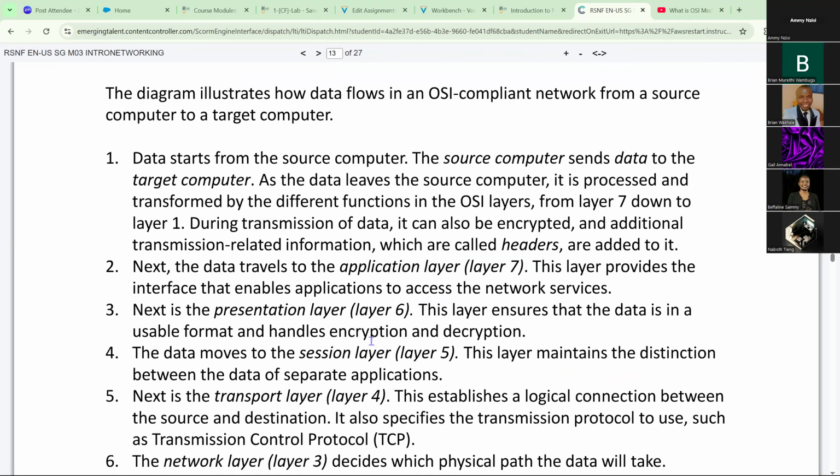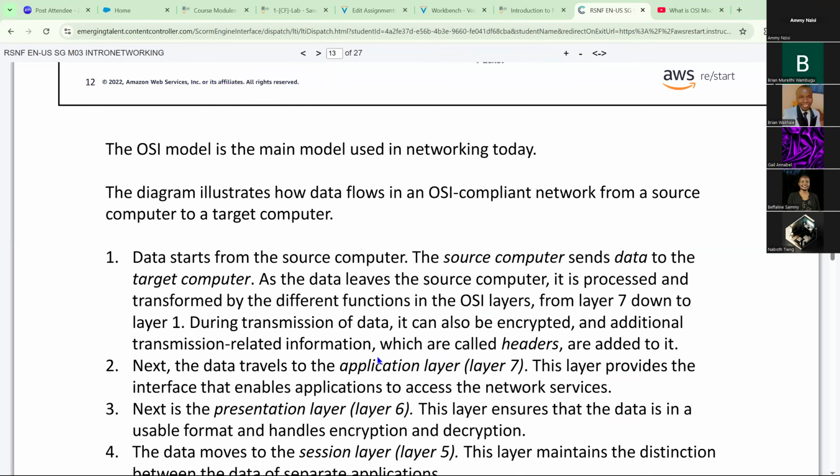So let us see down here. This is important. I'll not skip this. We will just read through this and try to internalize it, especially for guys who are coming through OSI today for the first time. The OSI model is the main model used in networking today. The diagram illustrates how data flows in an OSI compliant network from source computer to target computer, as you've just seen above. Number one, data starts from the source computer. The source computer sends data to the target computer.